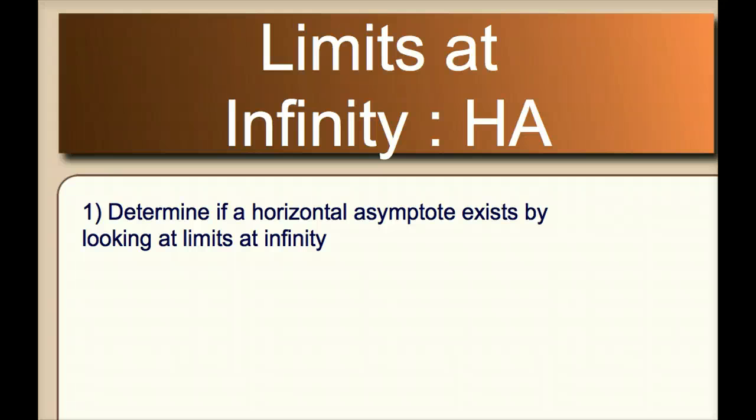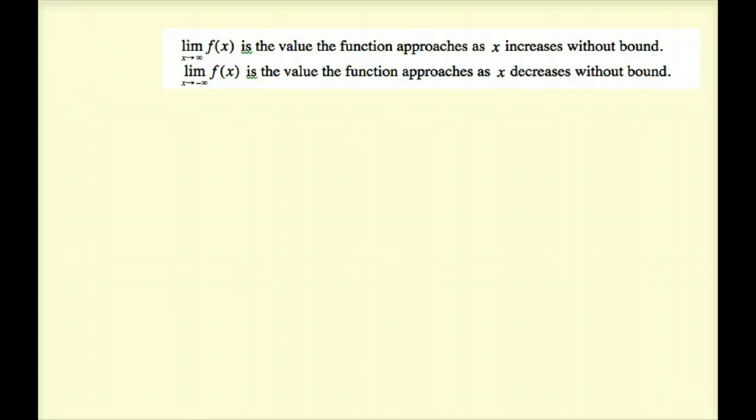Hello class, so we're going to take a look at limits at infinity, and these limits at infinity are going to help us find out whether or not we have a horizontal asymptote. So just to clarify, HA stands for horizontal asymptote. So when we're looking for these horizontal asymptotes, we're going to take a look at limits as x is approaching infinity or as x is approaching negative infinity.